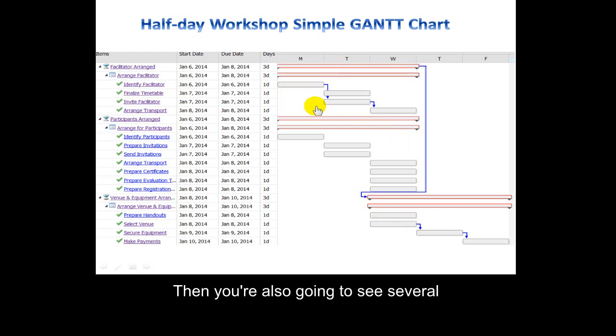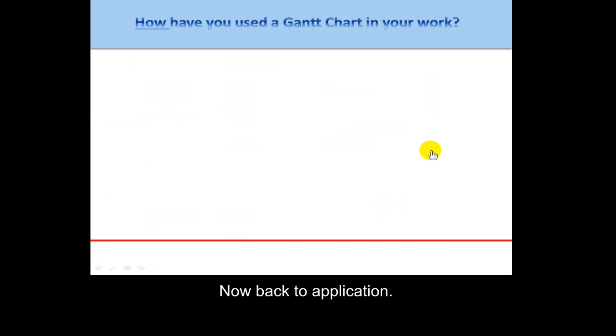Then you're also going to see several dependency relationships with predecessors and successors. Most of them are at the task level, but the one we just went over here is at the milestone level. Now back to application.